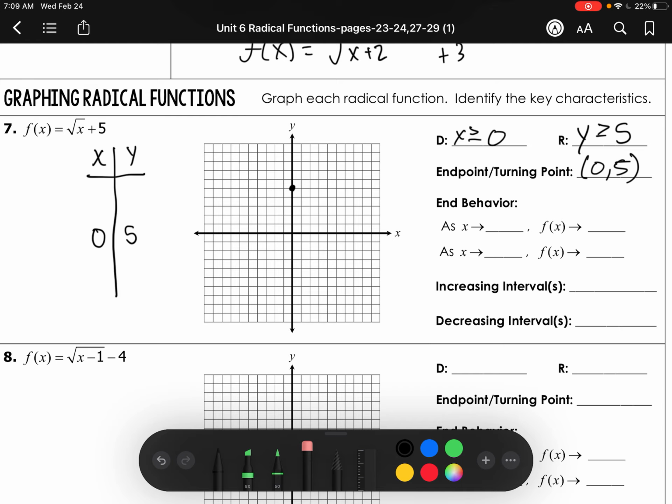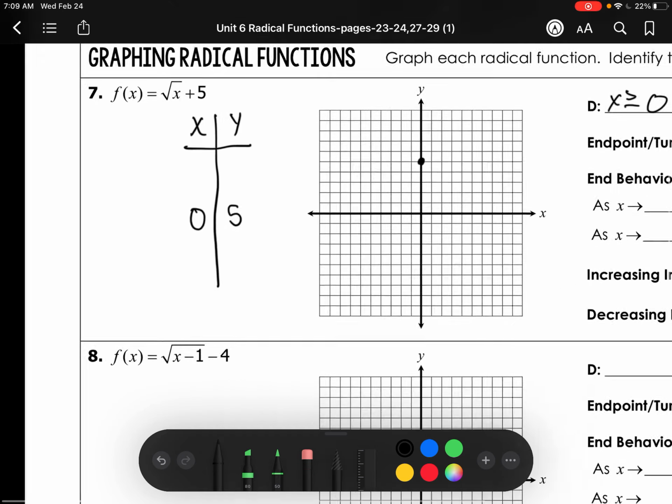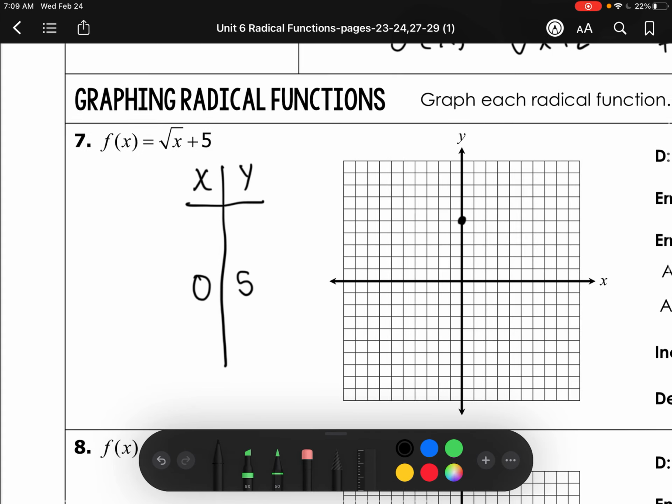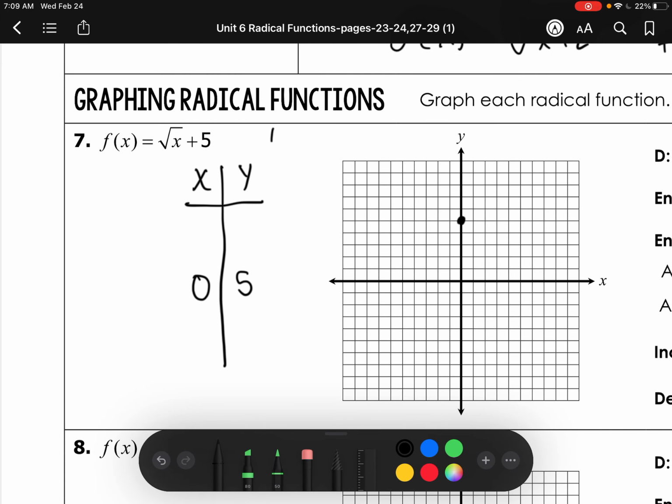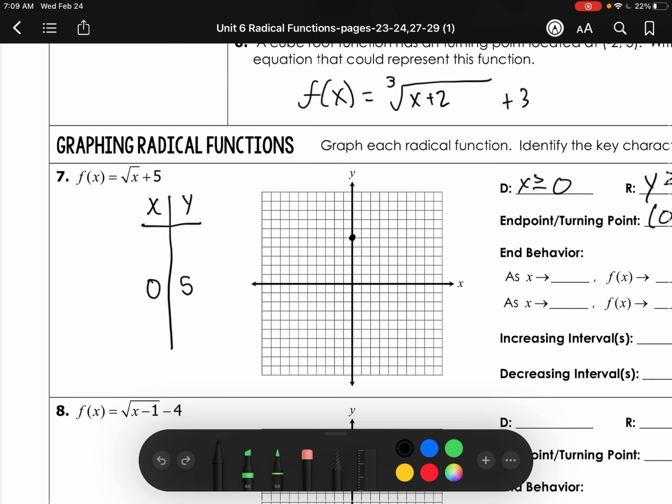So let's go ahead and graph this function. Again, we're going to pick the perfect squares. So I'm going to write them over here. So we have 1, 4, 9, 16. We're only going to go up to 9, right? Because we're not going to be able to graph 16 on the x-axis here.